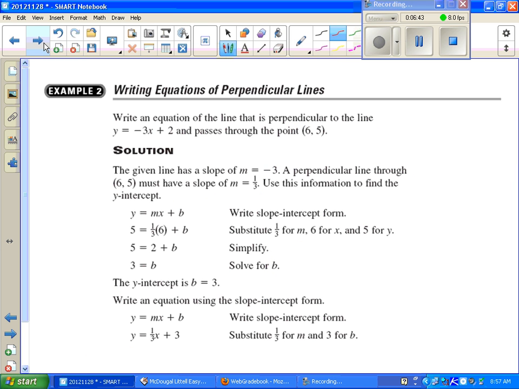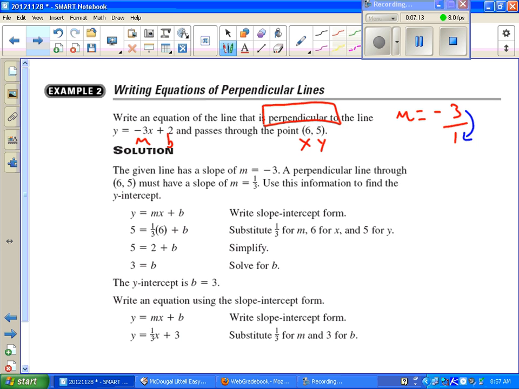For example number 2, we're writing equations of perpendicular lines. Again, you're still using this as x and y, but you have y equals mx plus b as an equation given. -3x plus 2, that means the slope of the first one is -3. It says that the line you're looking for, however, is perpendicular to it. Again, just like earlier, perpendicular means the negative reciprocal.